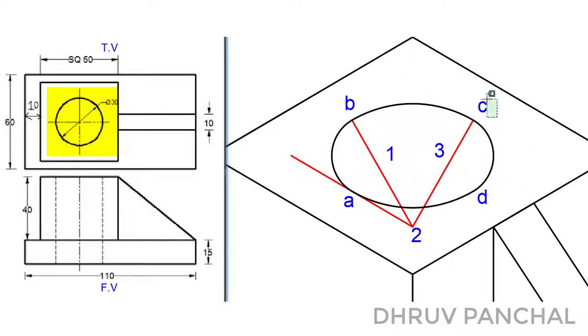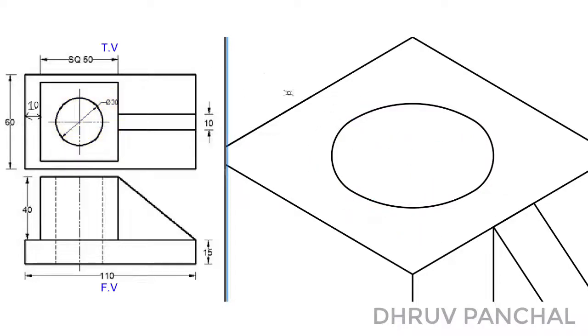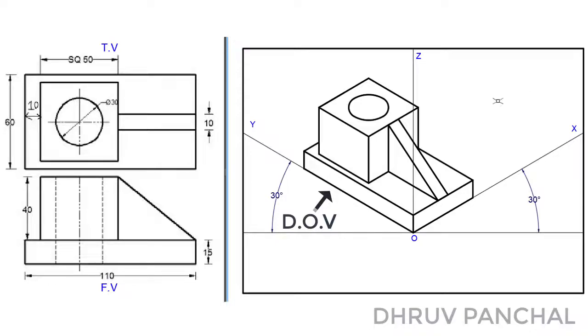Now remove the unnecessary lines and notations as per the requirement. Our isometric projection is completed. Also mention the dimensions as per the dimensioning rule.